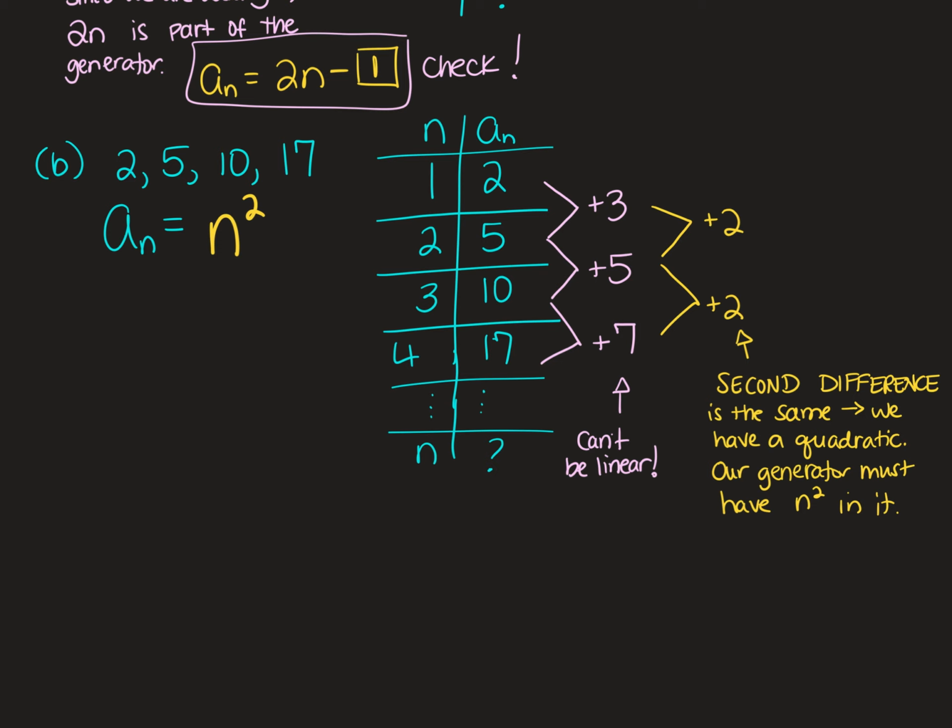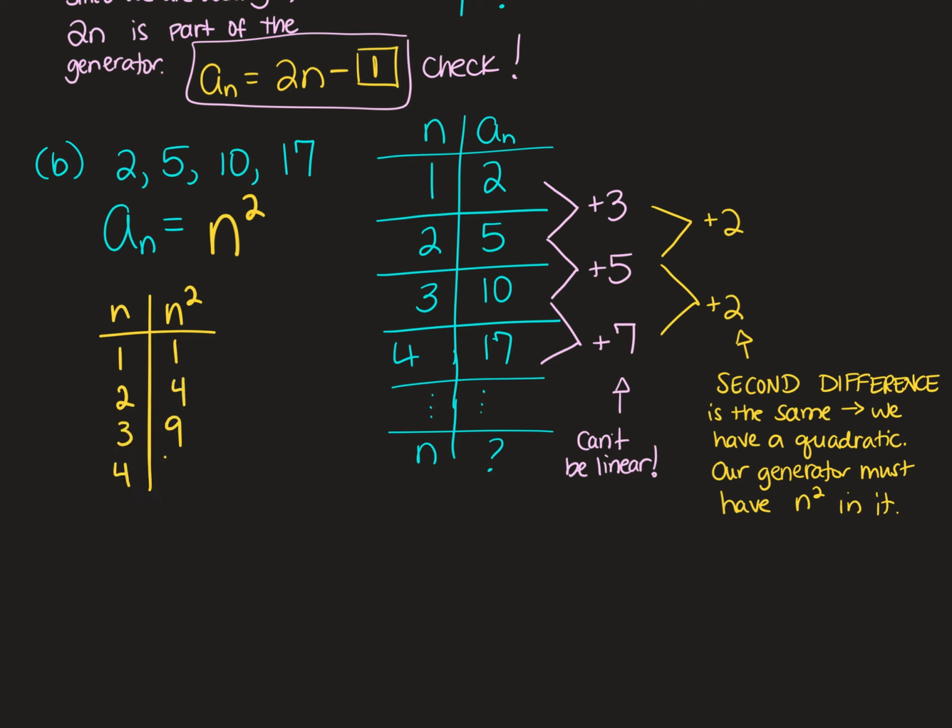You can think about plugging in each of your inputs, right? So let me just make a table for this. If I have n and n squared, when n is 1, I get 1. When n is 2, I get 4. When n is 3, I get 9.